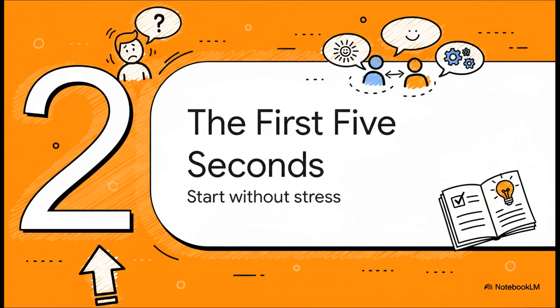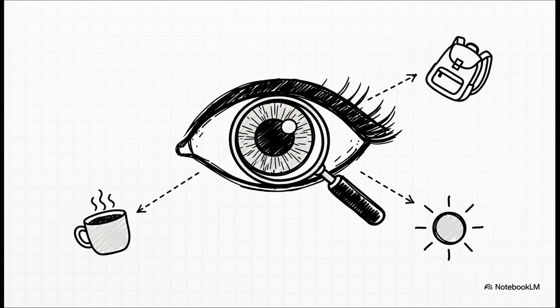The first big hurdle is just starting, right? How do you get past a simple hello without feeling all that pressure? Well, Lopez has this super simple technique for that. He calls it the power of observation. And the idea is so simple but so powerful. Just talk about what's literally right in front of you.